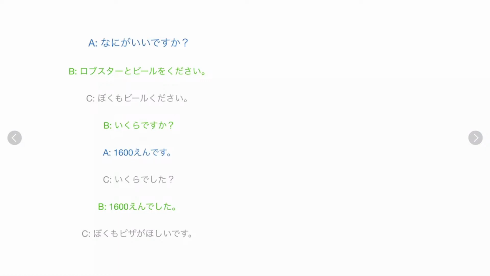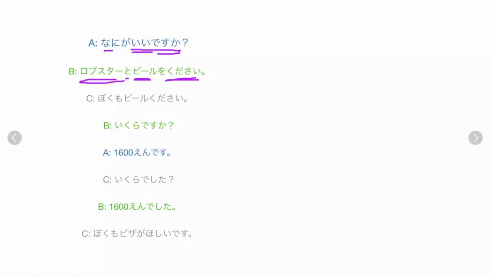Here, I have a sample conversation. You could imagine this happening in a restaurant. So the waiter comes up and says, Nani ga ii desu ka? Which is, what is good? If you were to take it literally, ii means good. So nani ga ii desu ka is what is good. But really, it's asking, what will you have? It's asking what looks good to you. So person B says, lobster to biru o kudasai. Lobster and beer for me. So please give me lobster and a beer.